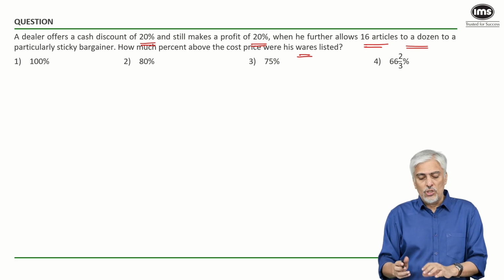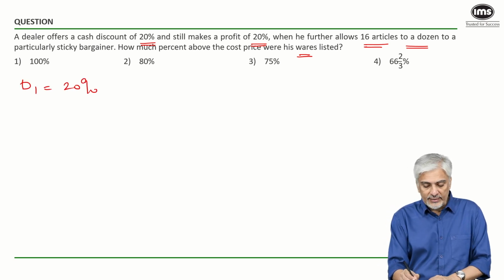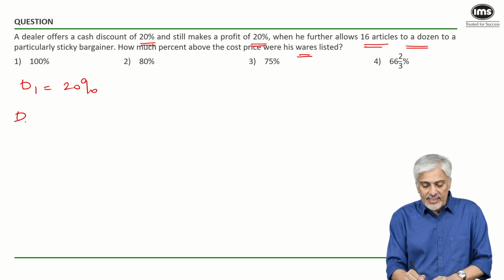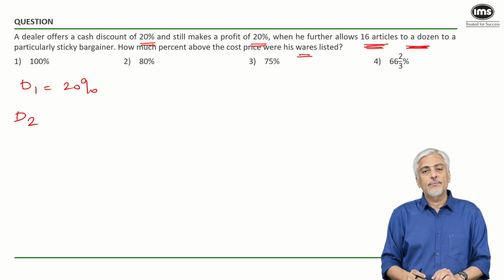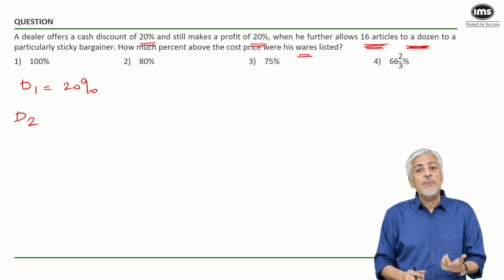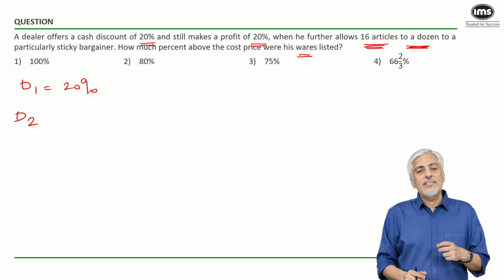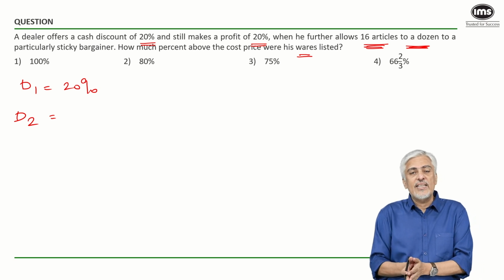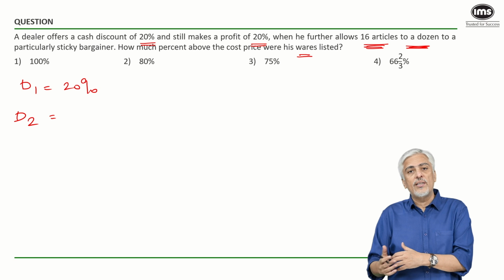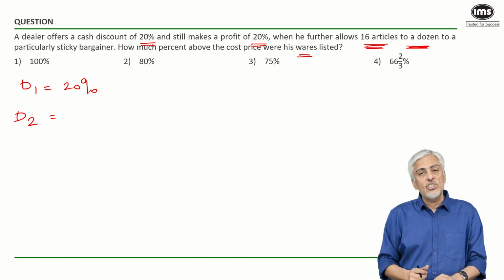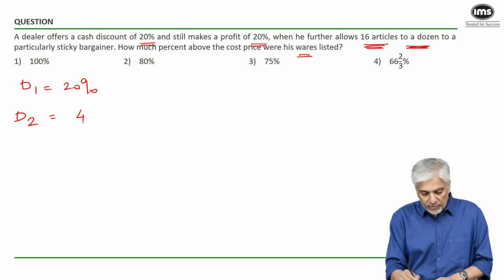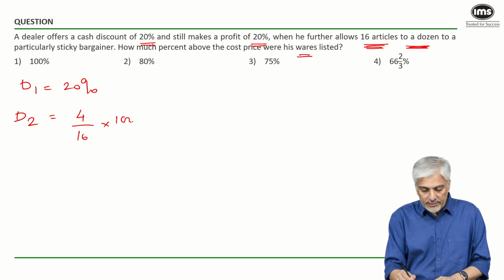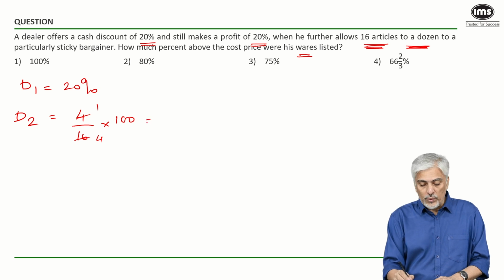He's offering first a discount of 20%. If I skip the part of profit first, he's offering one more discount where he's giving 16 articles to a dozen. So I need the concept of freebies. What is the concept of freebies? The concept of freebie says that discount percentage is the number of free articles upon total number of articles taken, into 100. So he allows 16 articles to a dozen. Dozen is 12, that means he gave 4 articles free. So 4 were free, upon total number of articles taken, 16, into 100, which is 1 by 4. 100 upon 4 will be 25%.